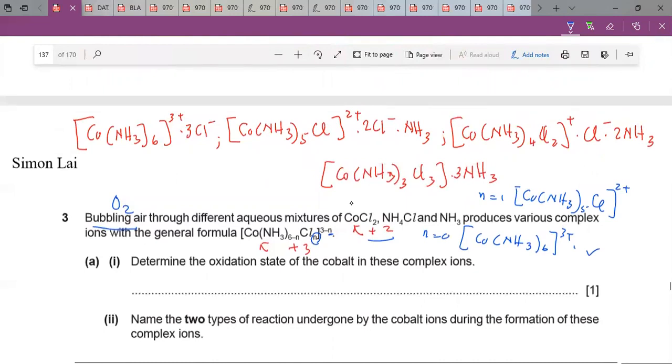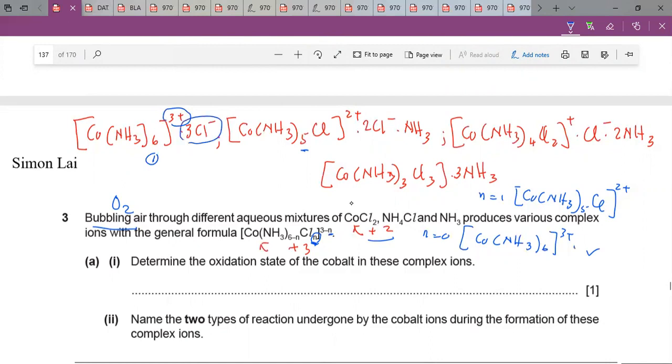All right, when n equals 0, this is the one here, 1. When n equals 1, Cl is 1 here, so NH3 is 5. Okay, 2 Cl minus on the outside. Why 2 Cl? Because you need to balance it off. So if it's plus 3 here, you need 3 Cl minus here.